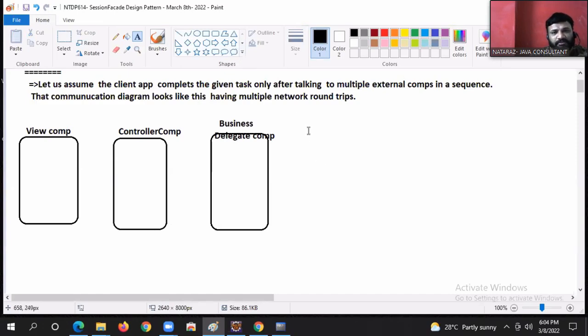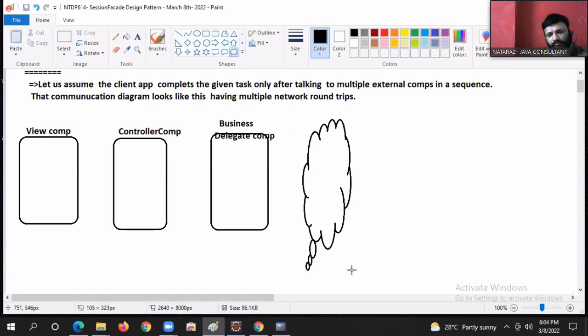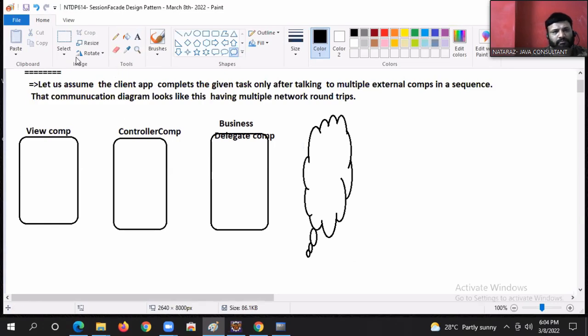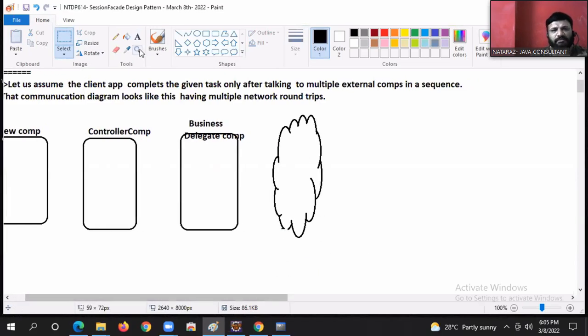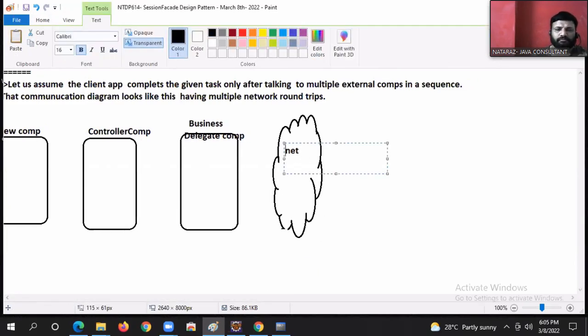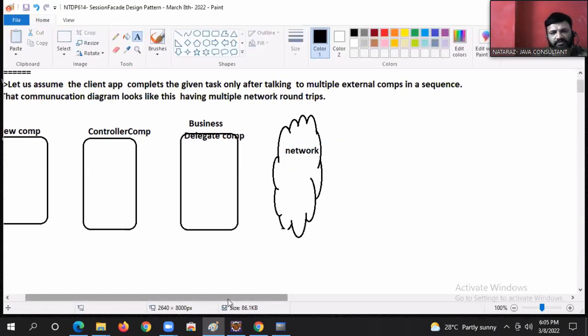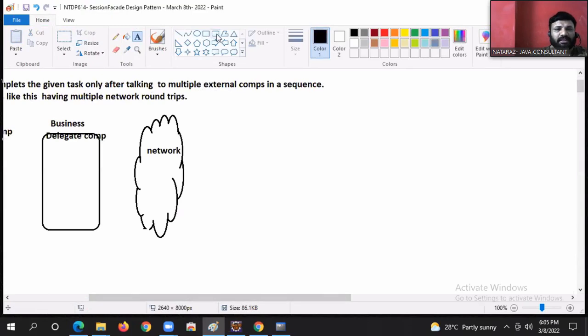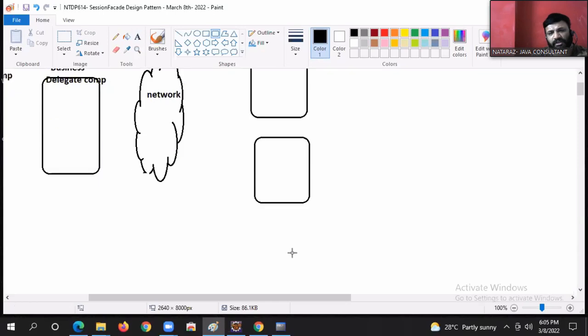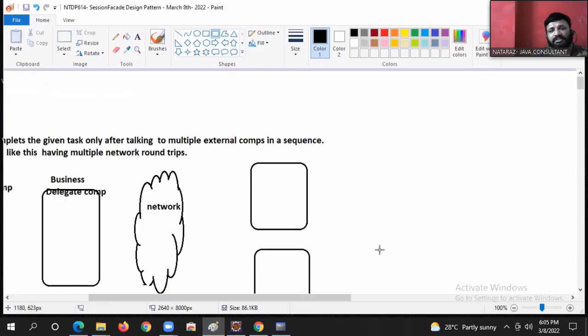Now listen, here is my network. Next, here is my external component 1, external component 2, and external component 3. Are you understanding my statement, guys?